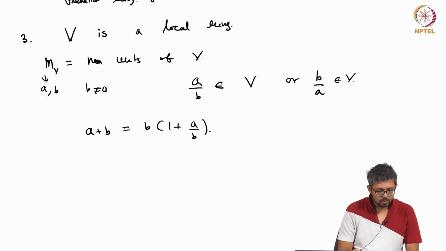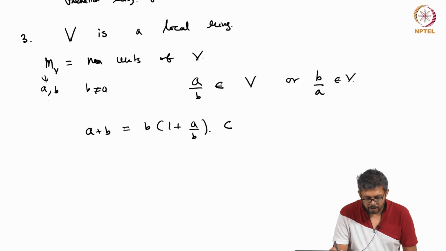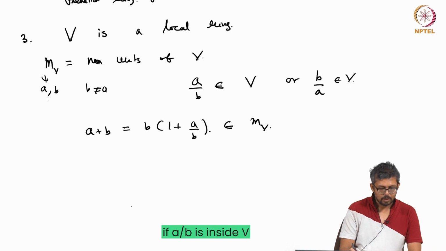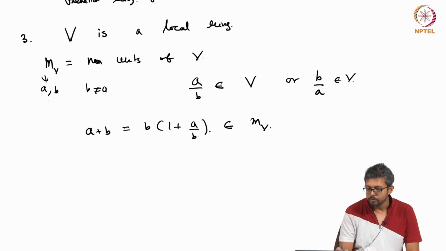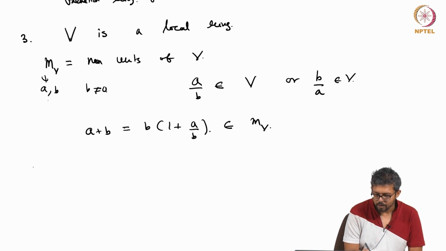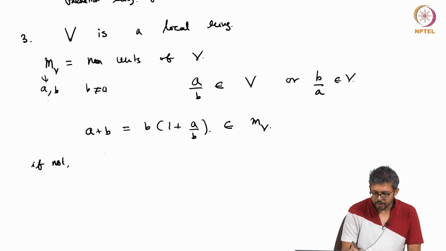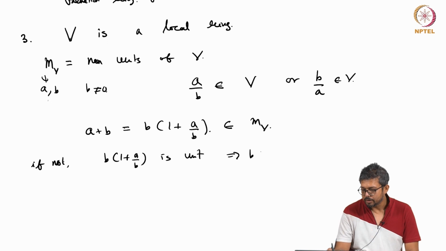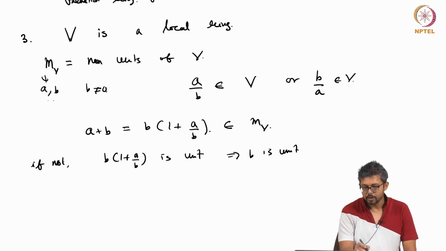Now A by B belongs to MV. So, this will imply this belongs to MV, because if it is not in MV, that means if B times 1 plus A by B is a unit, then this will imply that B is a unit, which is a contradiction because we started with something non-unit.